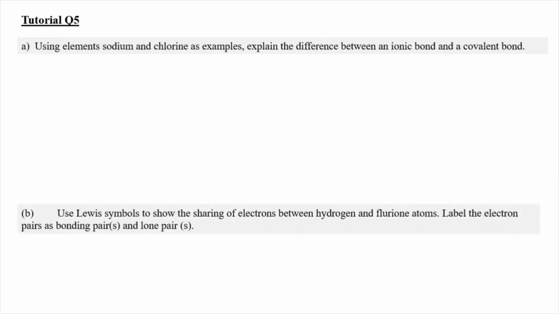So for tutorial question 5, using sodium and chlorine as examples, we need to explain the difference between an ionic bond as well as a covalent bond. So as you know, an ionic bond will involve a metal with a non-metal. So our sodium here will become the metal and our chlorine here will become the non-metal. So for an ionic bond to be formed, one electron from the sodium is going to be transferred to chlorine.